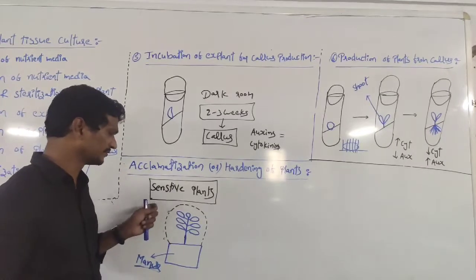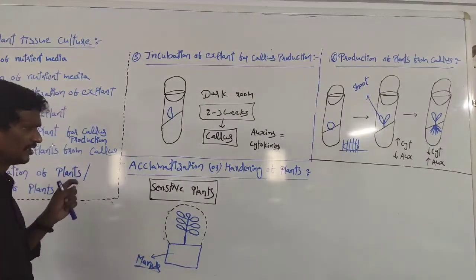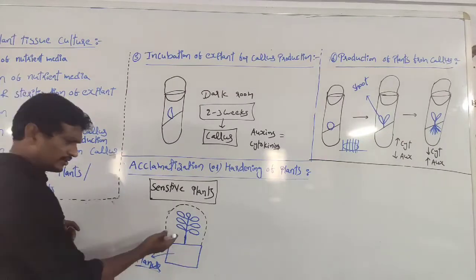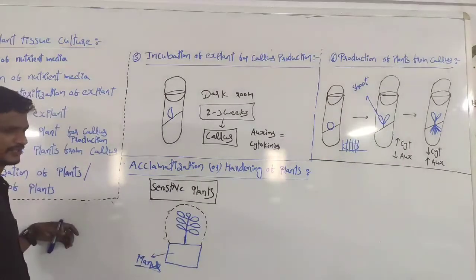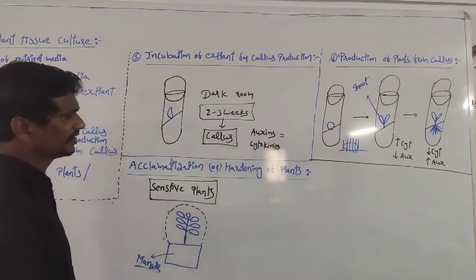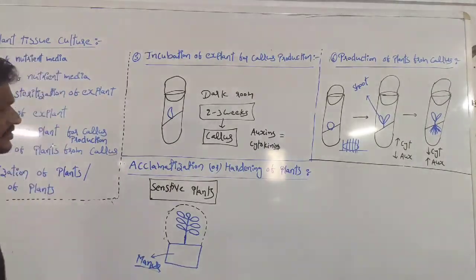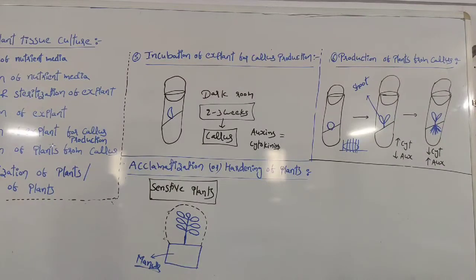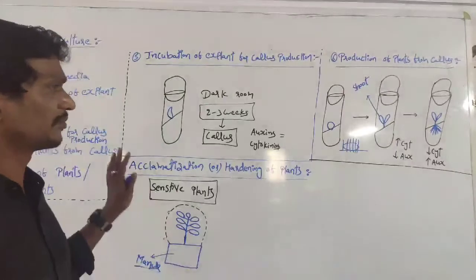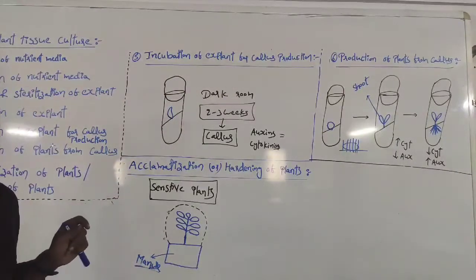So that is about the acclimatization or hardening of plants, right? Once the hardening process is completed, these plants are ready to cultivate. That is about the acclimatization or hardening of plants. And next we will discuss the applications of tissue culture. See, applications of tissue culture is a very important concept.